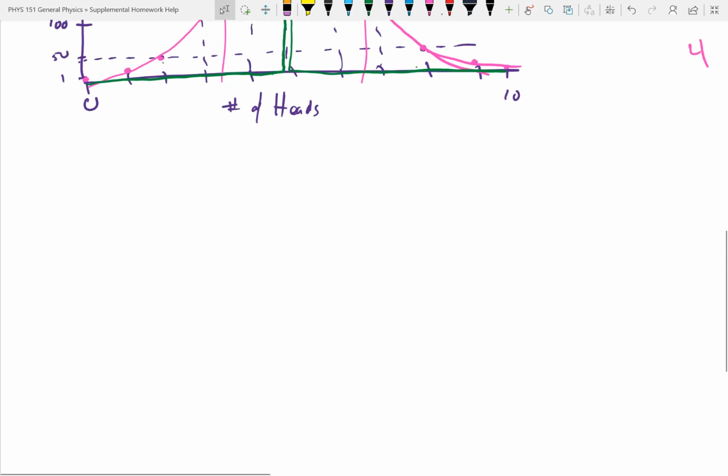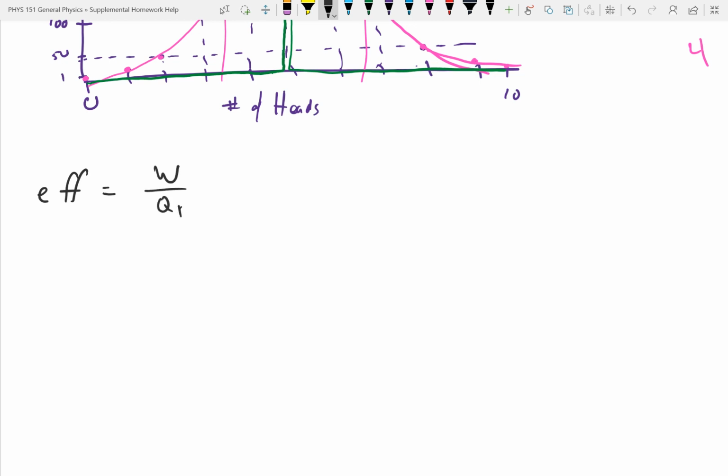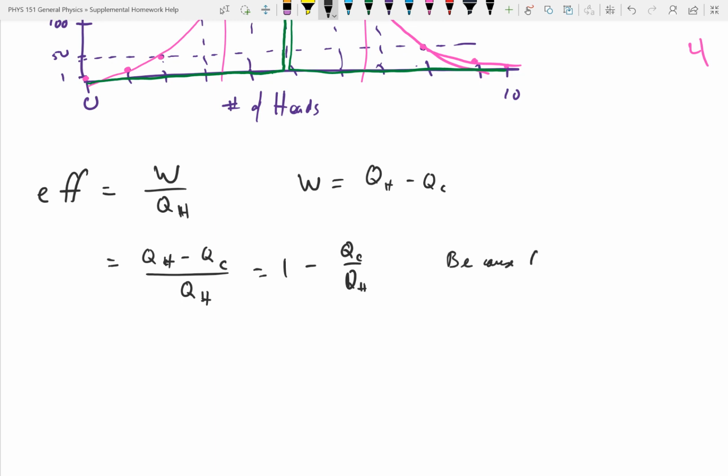Efficiency is, and I didn't even put it in there, but efficiency is equal to the work you get out divided by the heat you put in. And since work is equal to QH minus QC, that's QH minus QC over QH, or 1 minus QC over QH. Because QC is always greater than zero, efficiency is always less than one. Right? Because you're always one minus something.